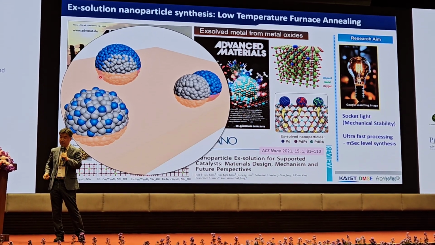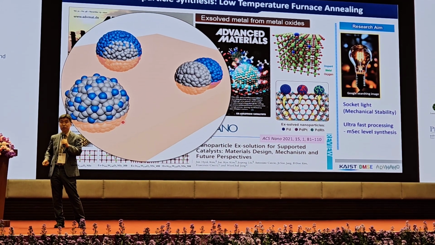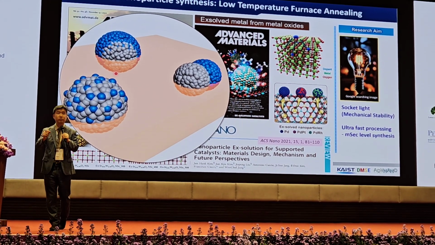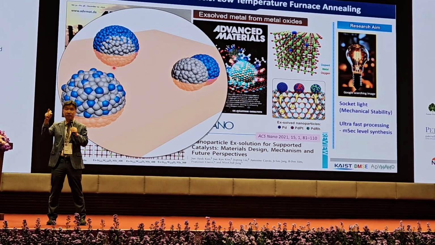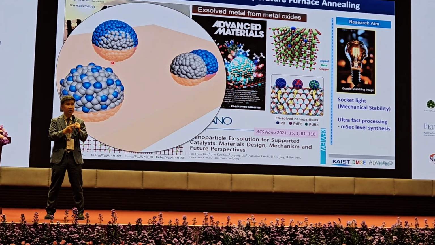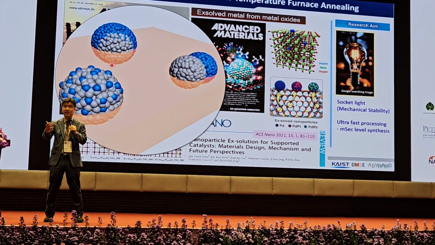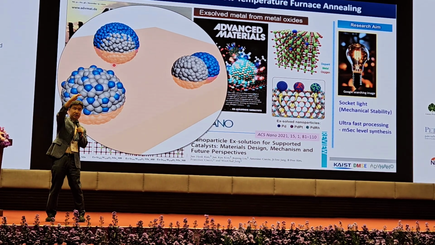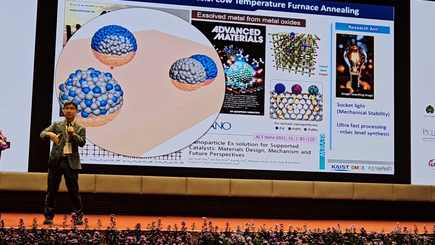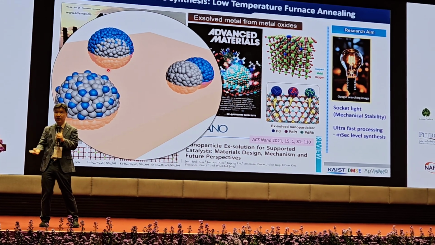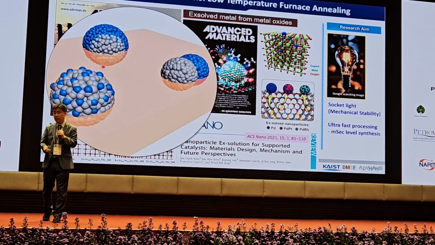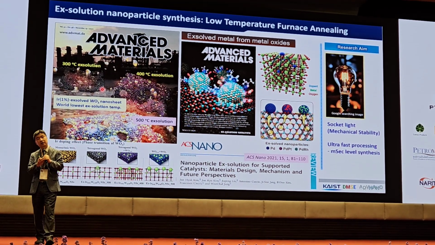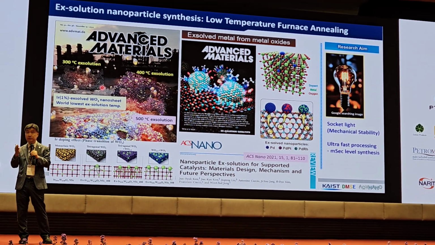As I mentioned, this exsolution usually occurs at very high temperature, over 700 degrees C, in a highly reducing atmosphere. Then you can imagine the furnace annealing system, right? So ramping, temperature duration, and cooling. It takes a very long time, right? So 10 hours, sometimes over 1 day. So we are interested in reducing this processing time.